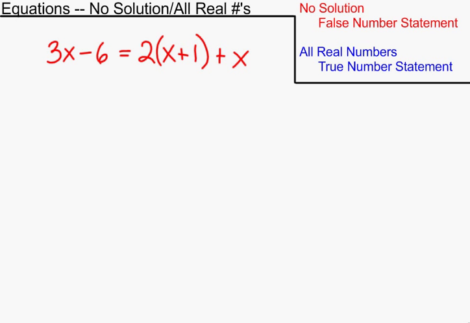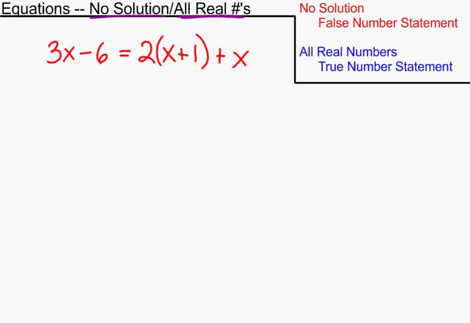Normally, when I'm solving an equation, I find that there's exactly one number that makes my equation true. But it's also possible that there are no solutions, or no numbers that make it true, or I could find that every single number would make my equation true. So we're going to look at two examples that show what it looks like when I have no solutions or all real numbers.